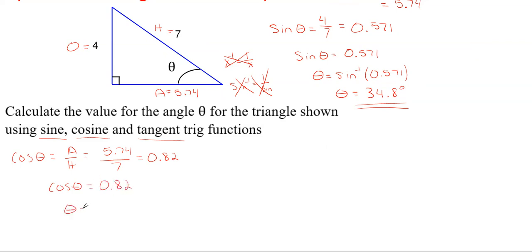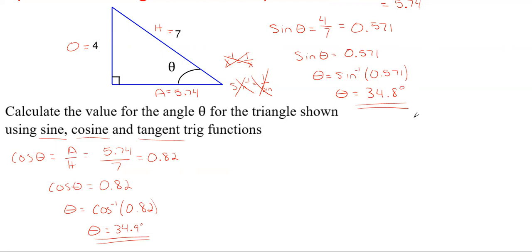And just like with the sine function, in order to determine what this angle actually is, we have to use the cosine inverse function of 0.82. And this gives us an angle of 34.9 degrees, which is very, very close to 34.8. The only reason that it is off by that decimal point is because of rounding. That's the only difference. Rounding plays a very big role in any type of calculation. As long as you're really close, it's giving you the same angle.